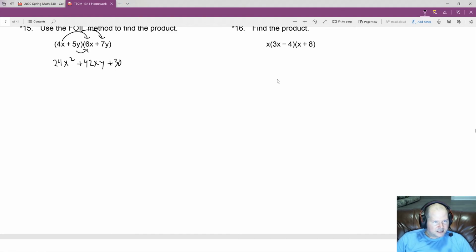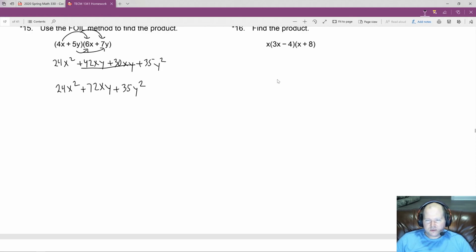And x times y, or y times x, is just xy. Then we would say 5y times 7y. 5 times 7 is a 35, and y times y is y squared. We have two like terms in the middle, so we'd say 24x squared, and 42 plus 30 is 72xy. Then we would just add in 35y squared at the end.